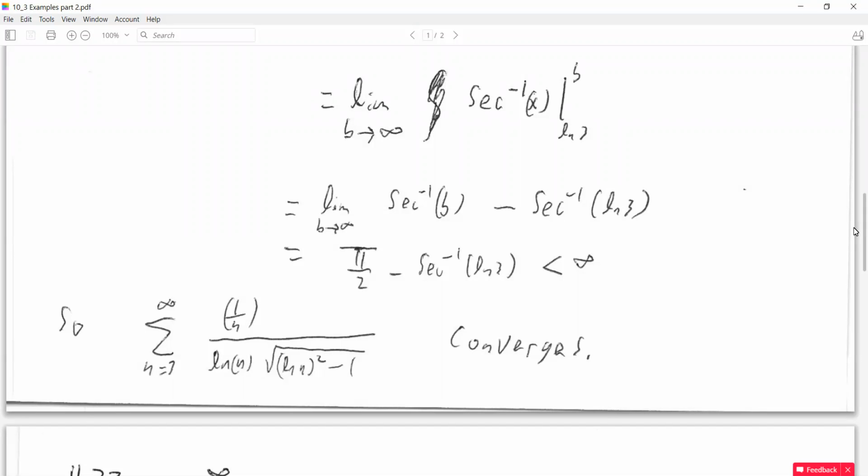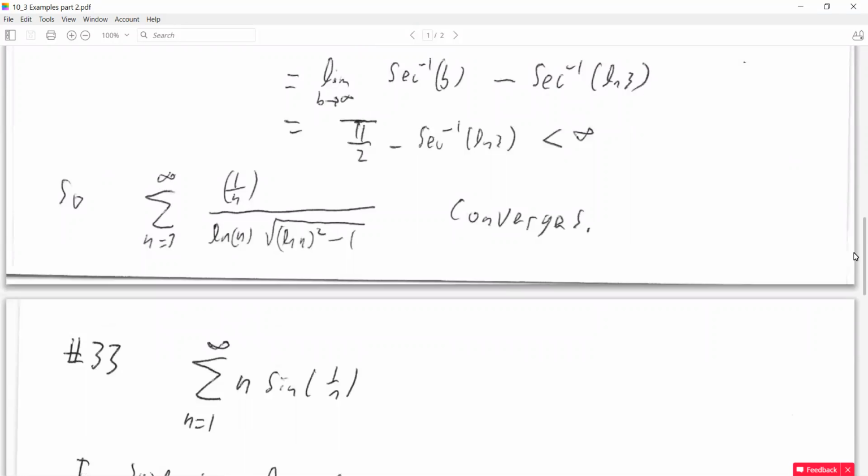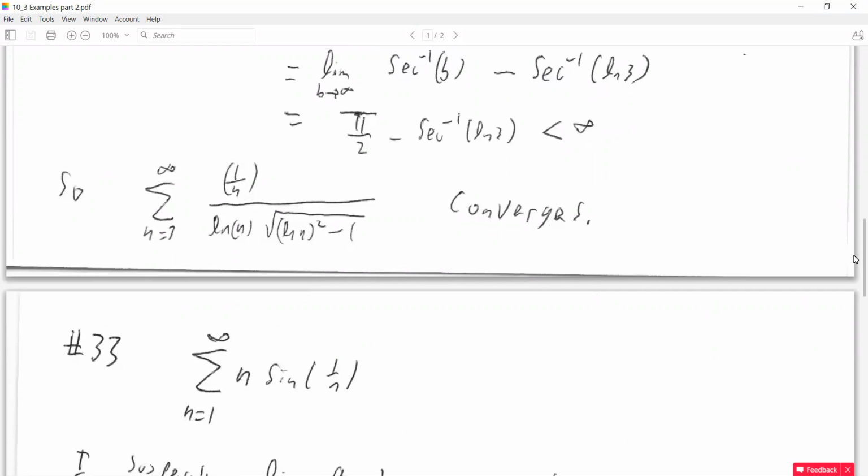Okay, let's go up to the next odd problem, which is number 33. And here we have the sum, n equals 1 to infinity, of n times sine 1 over n. Now, I'm suspicious because this n is out there in front that the terms likely aren't going to go to 0.